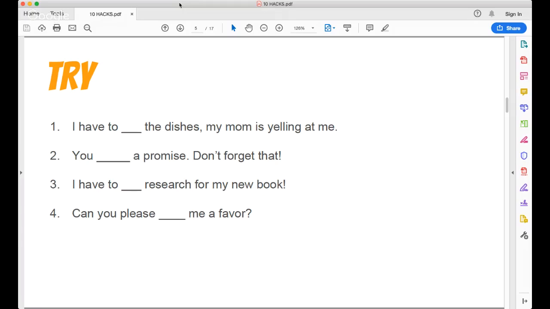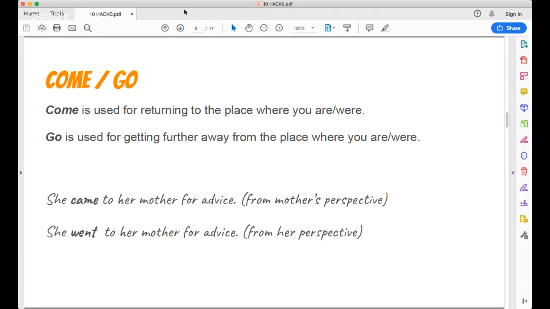The answer here is "do," because you actually have to work. It's a favor. You have to do something for somebody. You have to actually put effort in it. So that's why it's "do." Good job, you guys. Really good job.